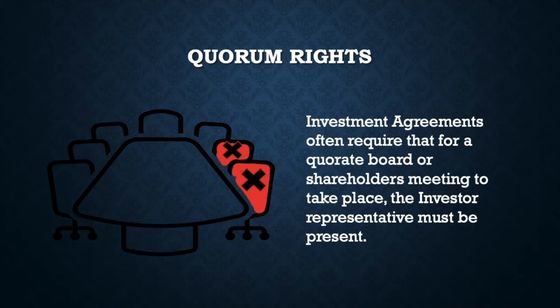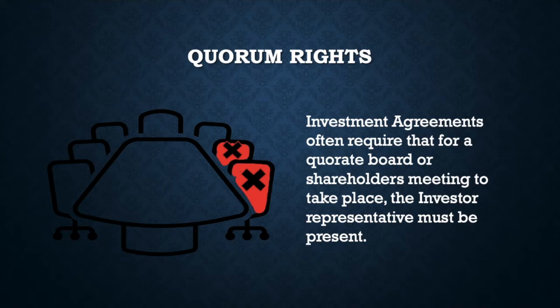In order to prevent a management deadlock, what many investment agreements, shareholder agreements, or articles of association will have is a fail-safe clause, which says that if the investor does not show up at the adjourned meeting, the meeting will continue as if the investor's representative was there. In other words, these quorum rights or the quorum requirement falls away at the adjourned meeting.